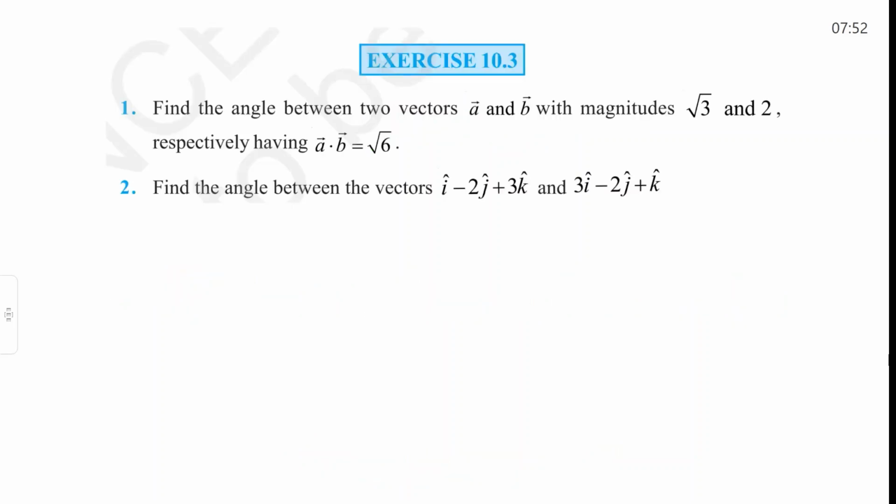So you see the first question: find the angle between the two vectors a bar and b bar with magnitudes √3 and 2 respectively, having a dot b equal to √6. So the solution in this way, you see.